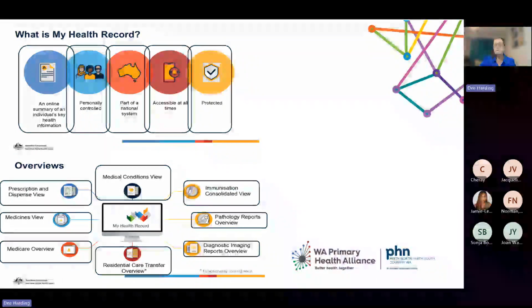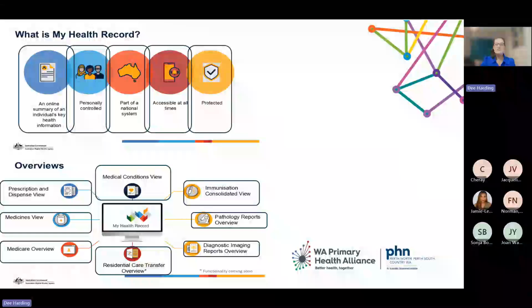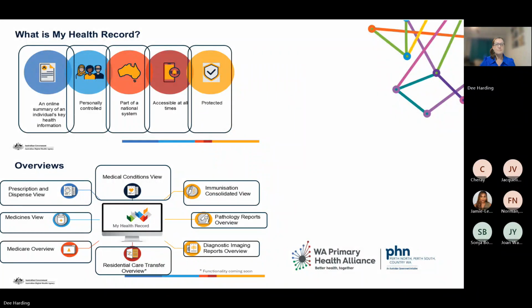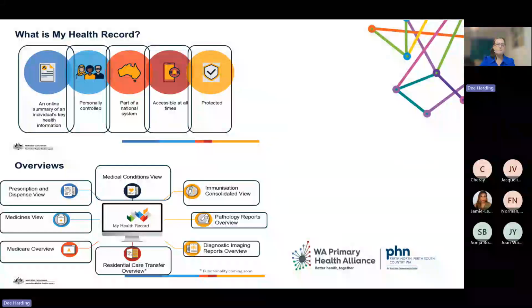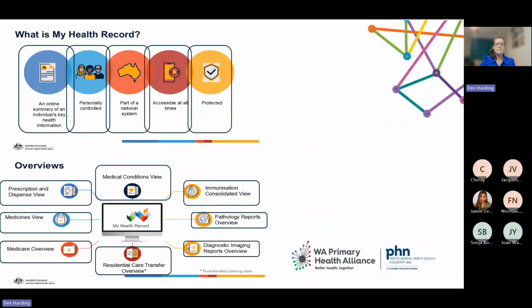These overviews are to assist healthcare providers with easily finding the most relevant information or documents the My Health Record system generates. These are consolidated views. Some of these are the prescription and dispense view, the medicines view, the Medicare overview, the medical conditions view, along with the immunisation consolidated view and pathology diagnostic imaging.